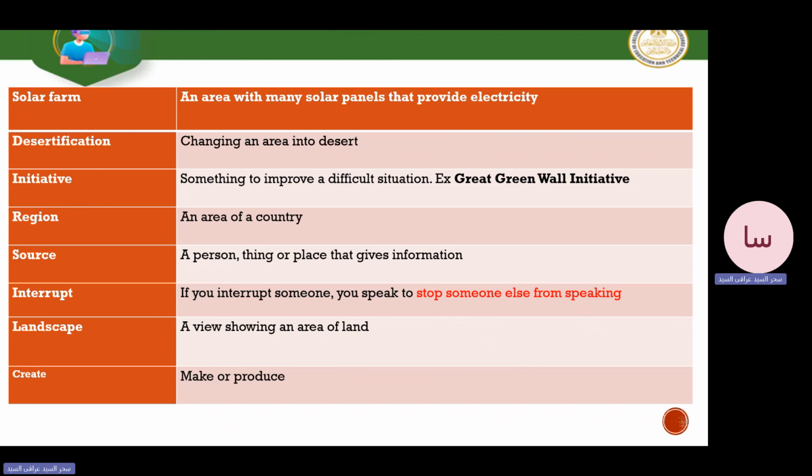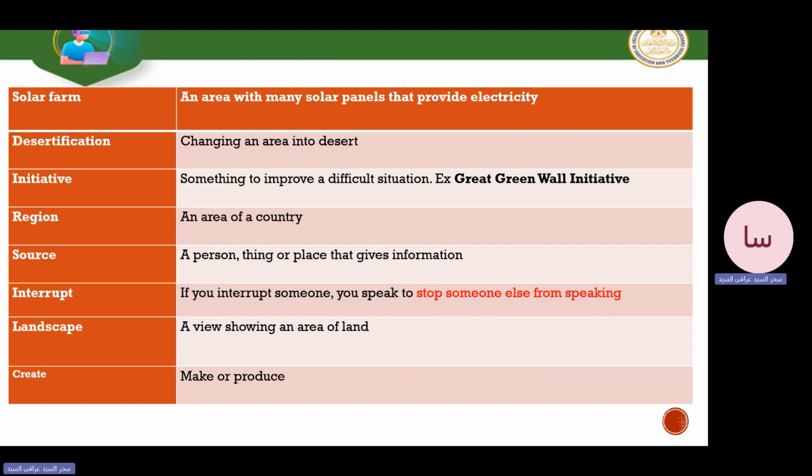Solar farm. What do you mean by that? It's an area with many solar panels that provide electricity. Desertification means changing an area into a desert. Initiative, which is our lesson today, is something to improve a difficult situation, like the Great Green Wall Initiative, and you will hear about that later on.